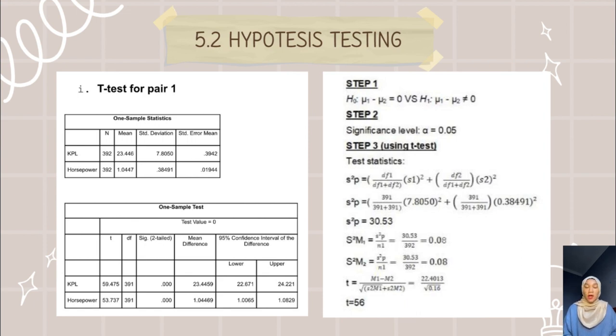T-test for pair 1 is pairing KPL and horsepower. Step 1: H origin is H1 minus H2 equal to 0. H1 is H1 minus H2 not equal to 0. Step 2: Significance level is equal to 0.05. Step 3: Using t-test. The answer for t for this pair 1 is t equal 56.